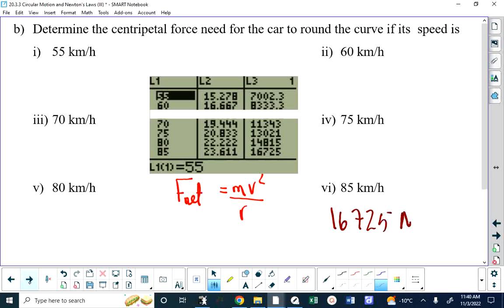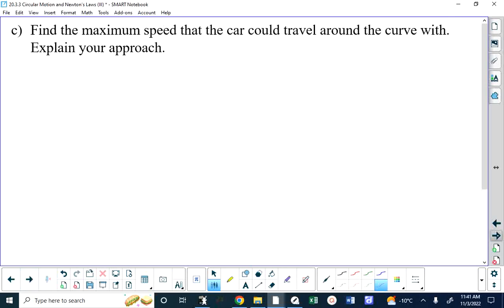Is the force of friction good enough to cause this car moving around this curve at 85 kilometers per hour? Can it do it? It's not enough force. So what does the car do? It just continues in a straight line, which means it hits the ditch. Somewhere in here, we are asked to find the maximum speed.